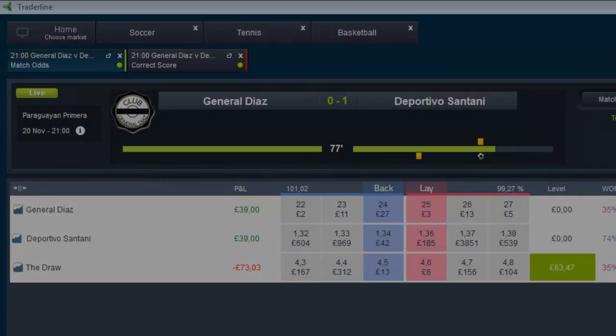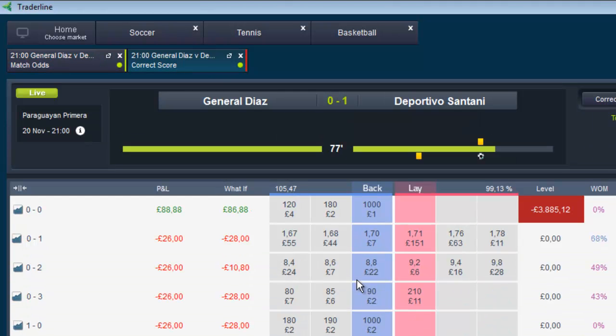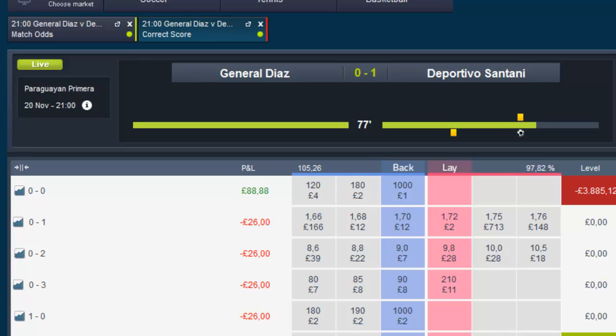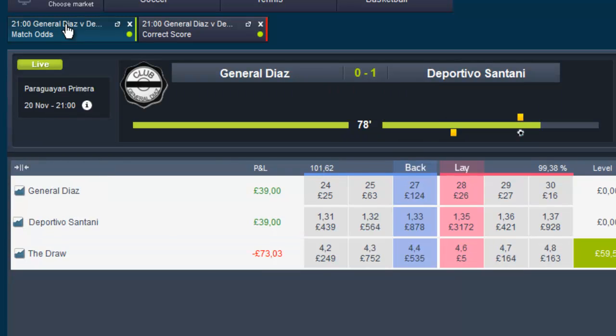Right, I'm back after 77 minutes, and as you can see, the away team scored. It's not too bad because we have laid quite a bit of the draw. I've actually got a liability on the correct score market of £26 now, because I laid some of the 0-0 before the goal went in. And I've got a liability of the draw of £73 on the match odds market. So at this point I'm looking at a not bad profit, not too bad at all.